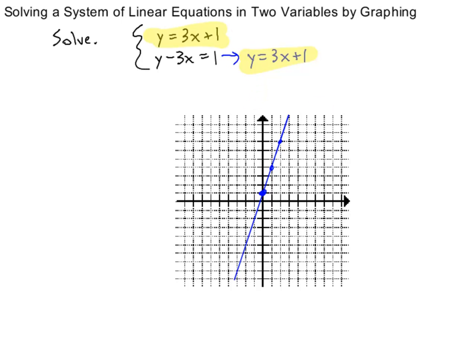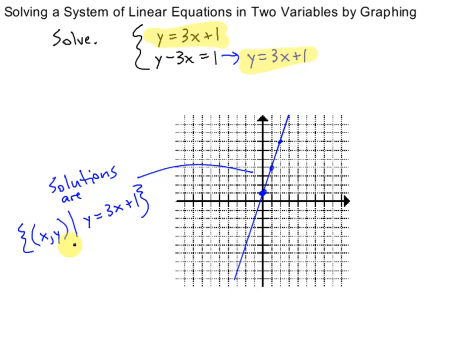And so there are an infinite number of solutions, and those solutions are the set of all ordered pairs on the line. So I've written this set builder notation for the set of all ordered pairs such that one of the equations is true. You could use either one of the equations.